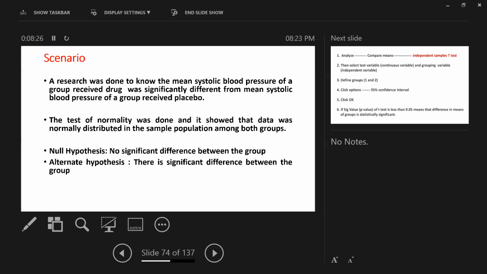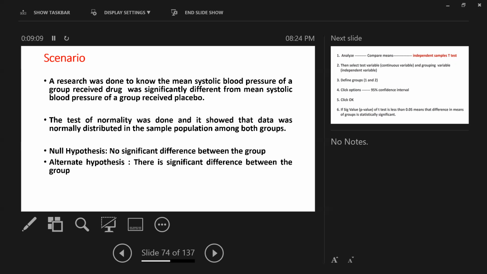Okay. So the scenario is a researcher has done a research to know whether the mean systolic blood pressure of a group that received a drug was significantly different from the mean systolic blood pressure of a group that received placebo. So there are two groups, a drug group and a placebo group. And there is the same number of samples in both groups, and we are comparing the mean systolic pressure of both groups.